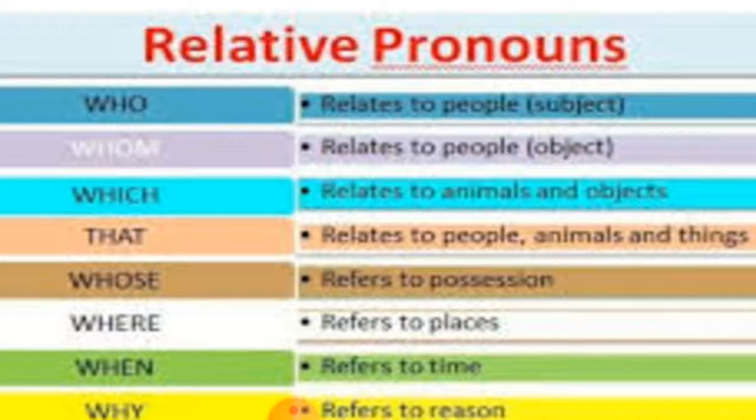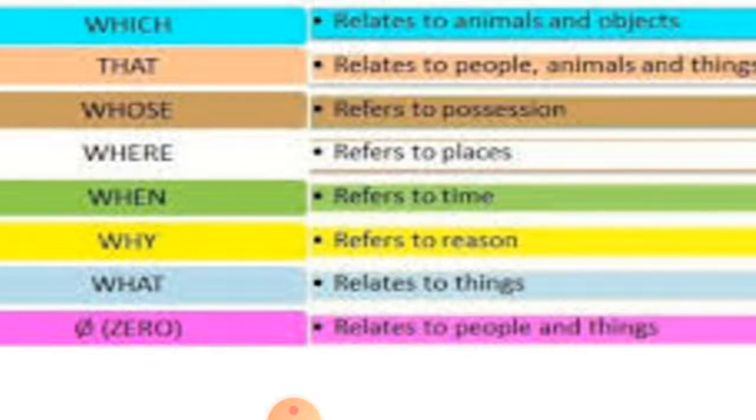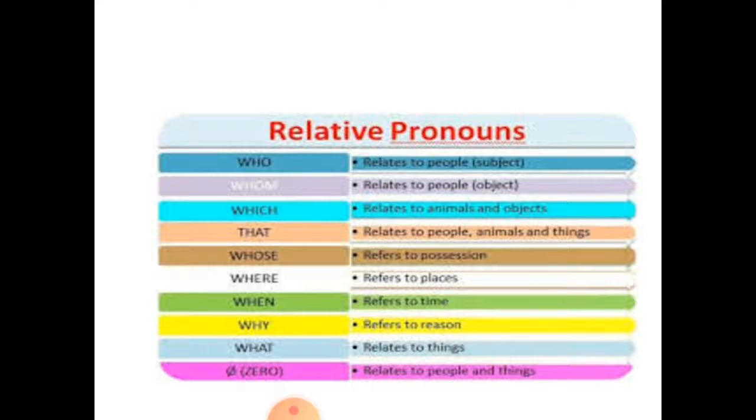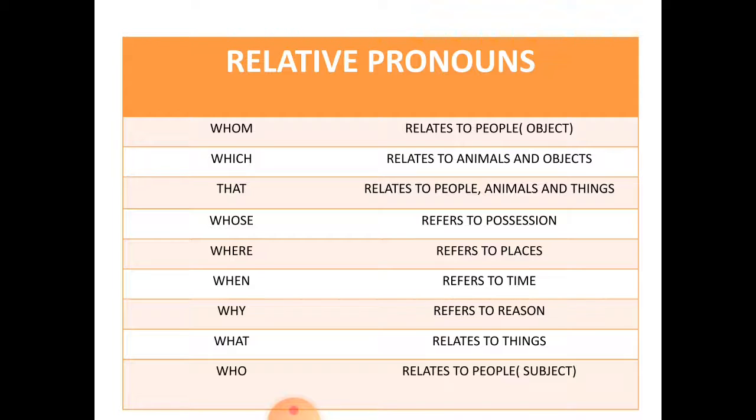and what they relate. When we use the word who, it relates to people, that is the subject. Whom, it relates to people and it relates to objects. Which relates to animals and objects. That relates to people, animals and things. Whose relates to or refers to possession. Where refers to places. When refers to time. Why refers to reason. What relates to things. Okay, here it's given 0 relates to people and things. There comes a time where the pronoun is not needed and still without it you can just combine the sentences.